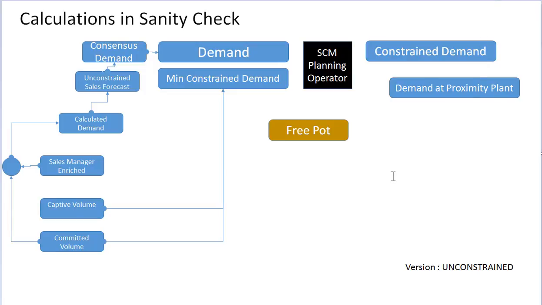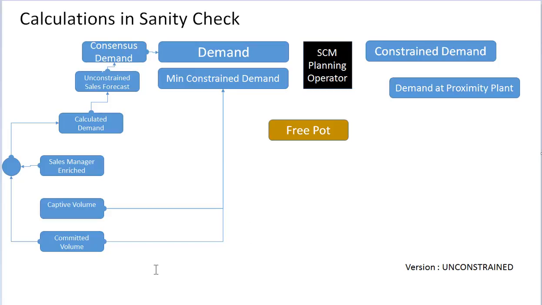We are going to see how the information is fed to the supply chain planning operator, what are the outputs, and how those outputs are used in order to continue the midterm supply planning in other versions. First, on the left side, we can see the three different key figures that are used to enter the demand in the supply chain operator.